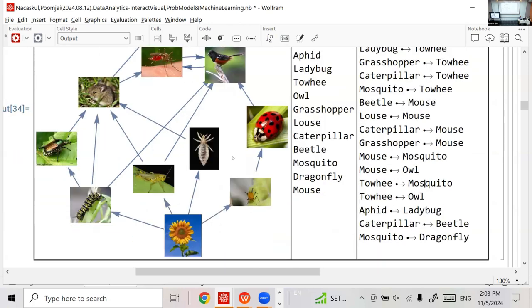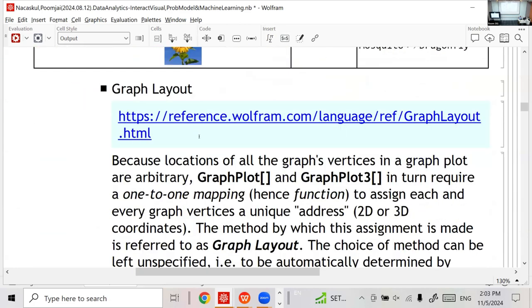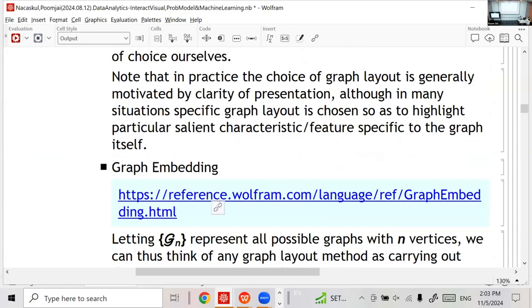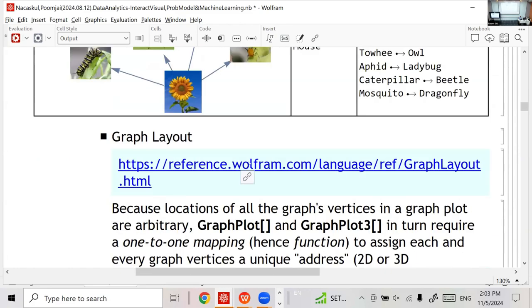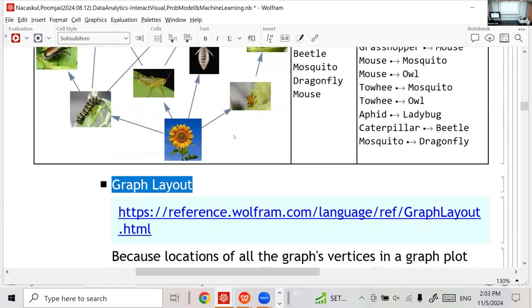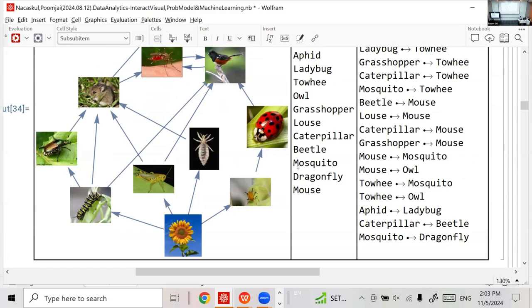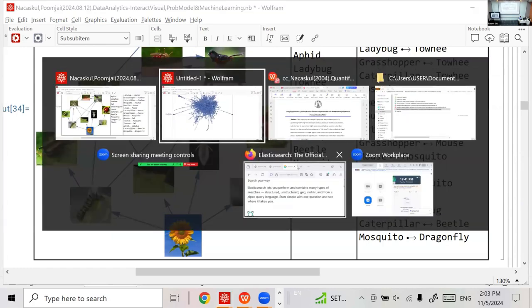Okay. So think of this first. Wouldn't it be nice to have a way of spreading out the nodes so that you can clearly see the picture? So that's what graph layout is all about. Okay. Graph layout. Okay. So read the concept first, right? So I can do this. Let me just do this right away.